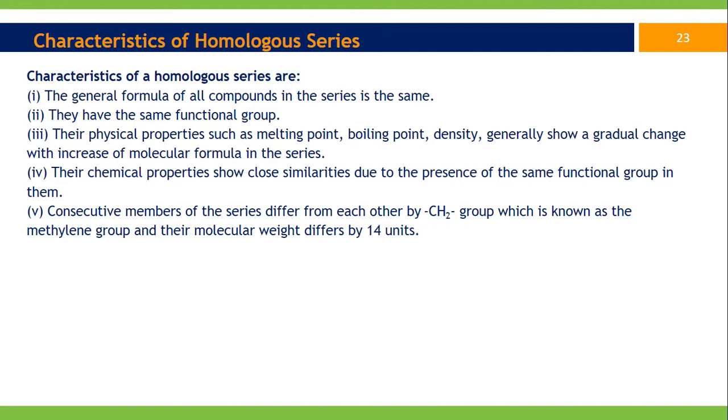Characteristics of homologous series. The general formula of all compounds in the series is the same. They have the same functional group. The physical properties such as melting point, boiling point, density generally show a gradual change with the increase of molecular formula in the series. Their chemical properties show close similarities due to the presence of the same functional group in them. Consecutive members of the series differ from each other by the CH2 group, which is known as the methylene group, and their molecular weight differs by 14 units.